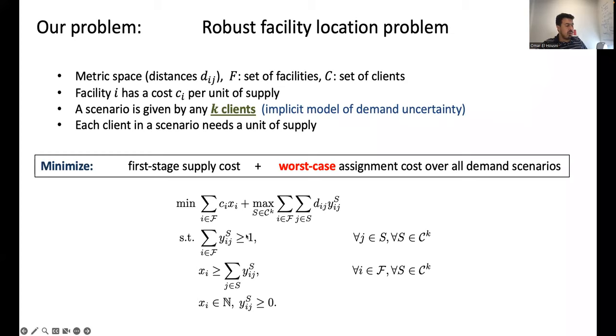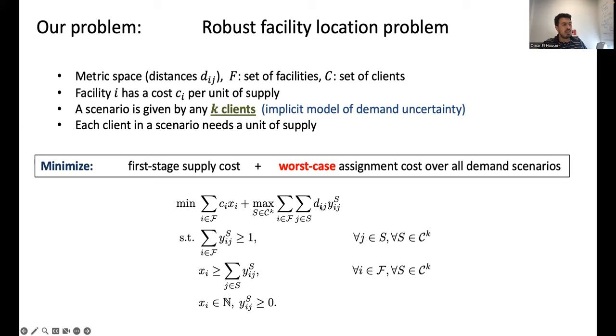So let me walk through this formulation quickly. Ci is the cost per unit. Xi is my decision variable. This is the supply that I have to put in facility i. This is an integral supply. Okay. So that's my first stage cost. And then the second stage cost is a worst case over all scenarios. So I'm denoting Ck as the set of all scenarios that are given by any K clients. S is the scenario. And then my second stage cost is a summation from the facilities to the clients in that scenario S, and then this is the distance cost.